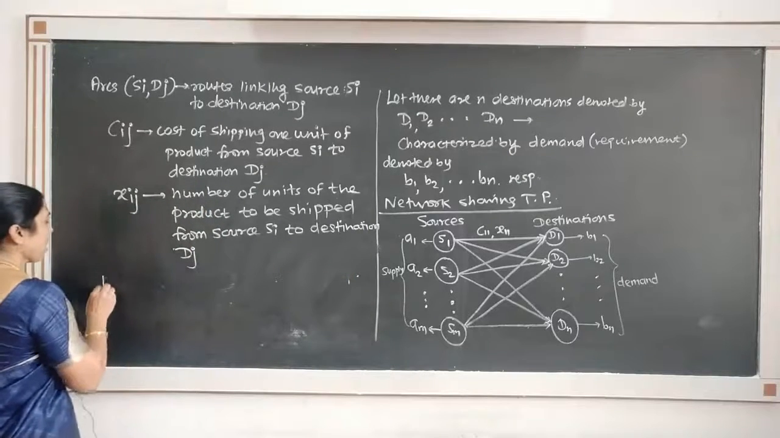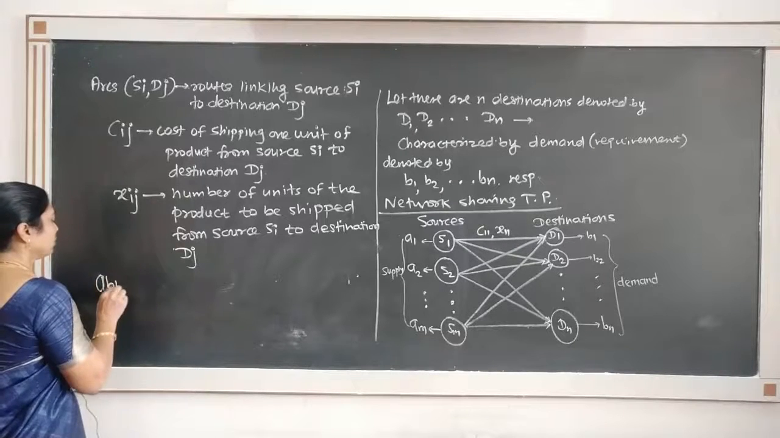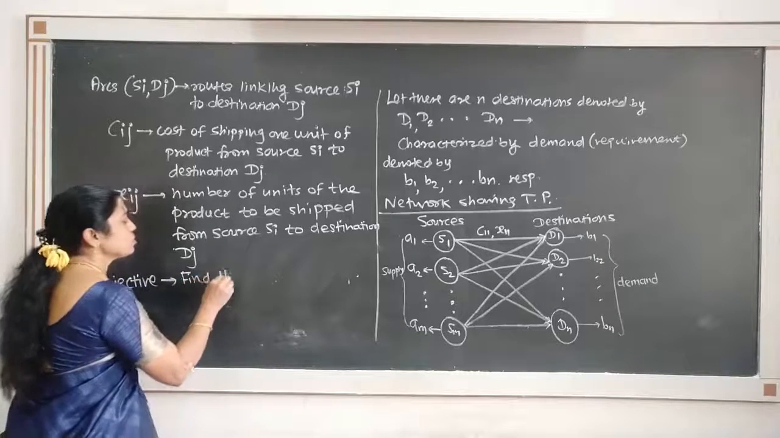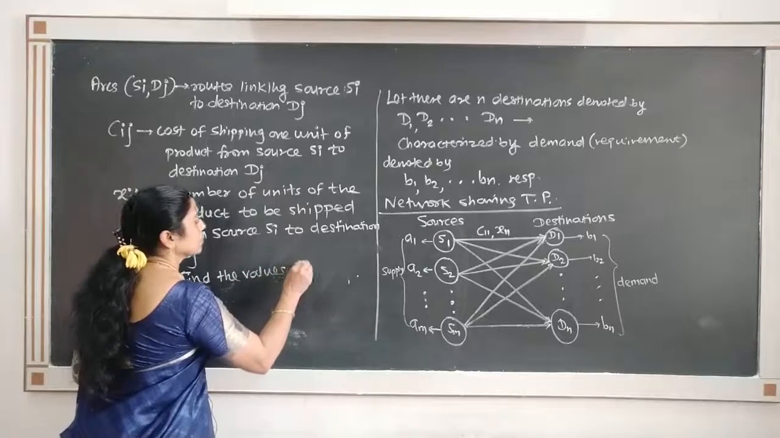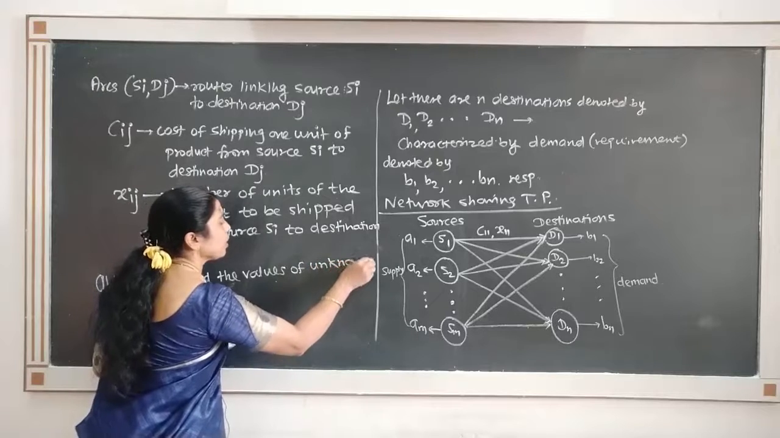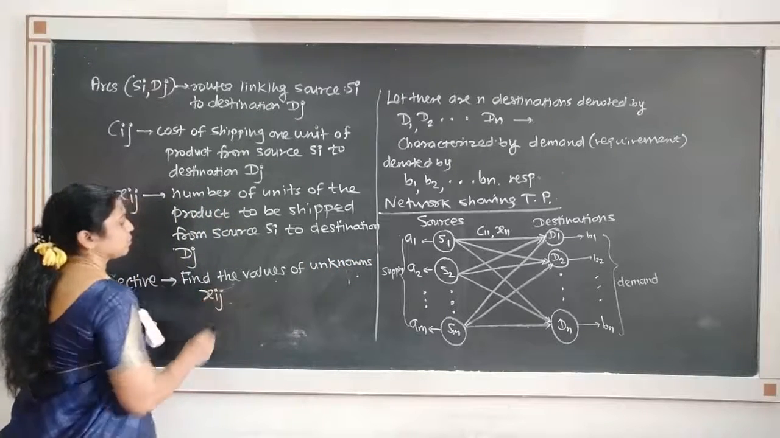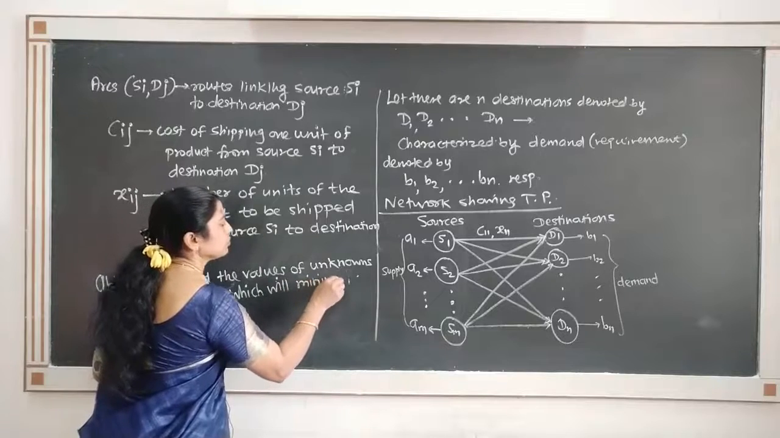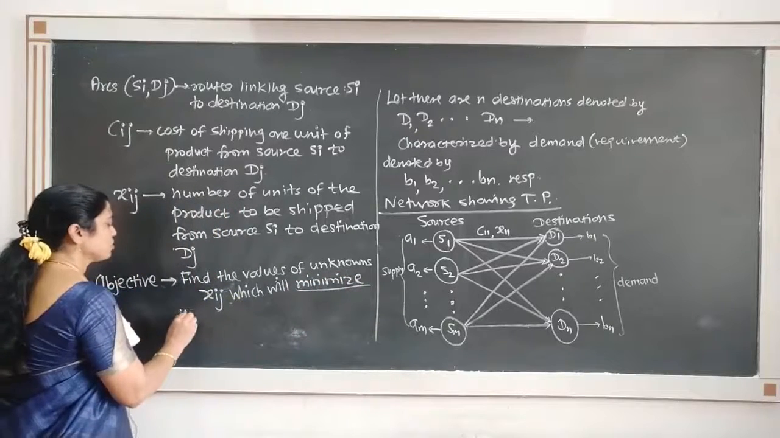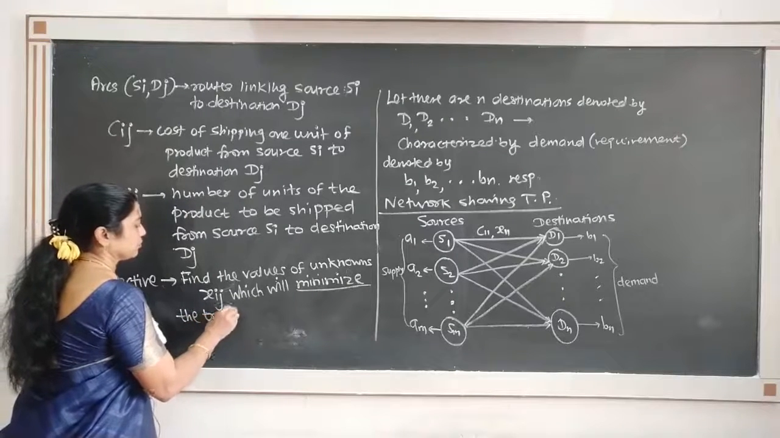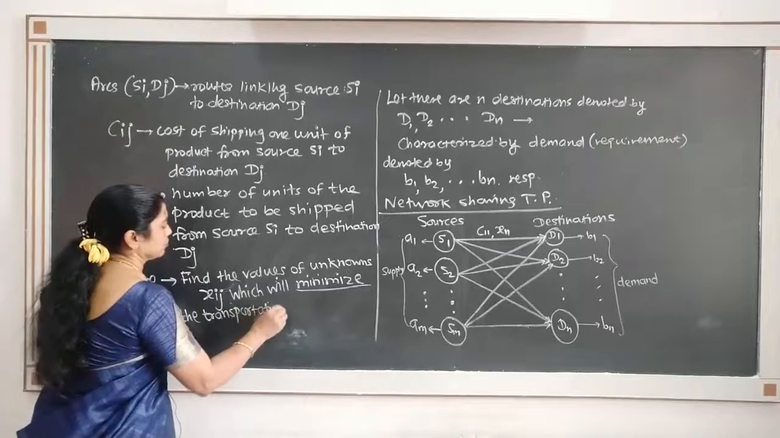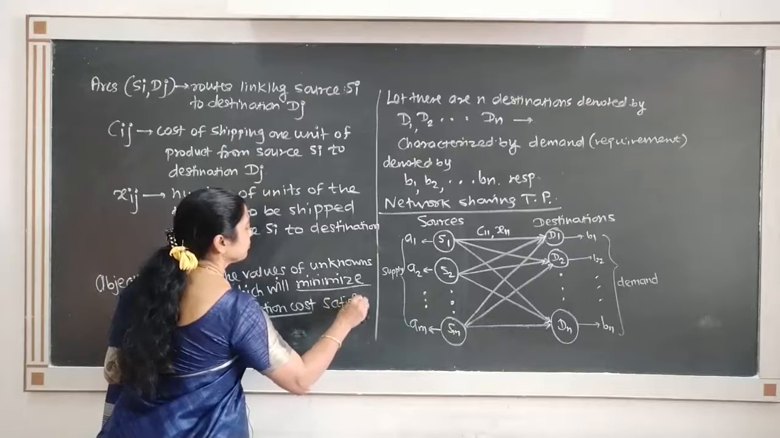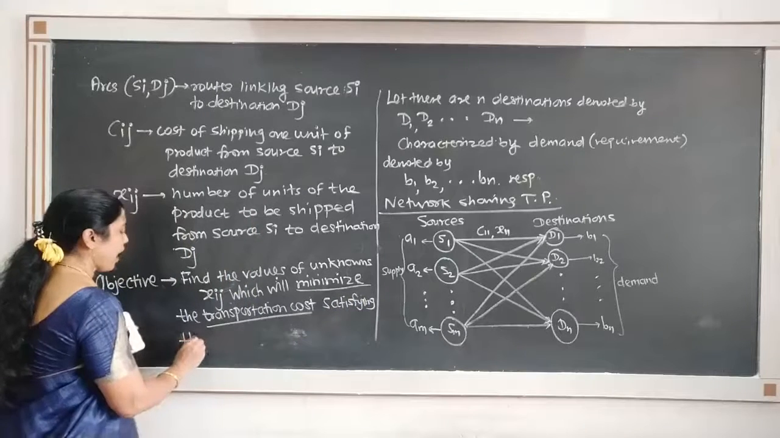So what is the aim? The objective of this is nothing but to find the values of unknowns, that is decision variables Xij, which will minimize the transportation cost satisfying the supply and demand restrictions.